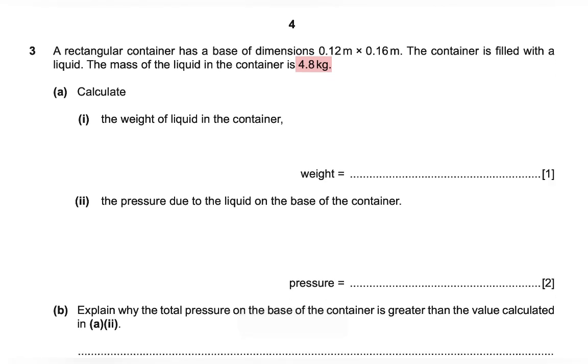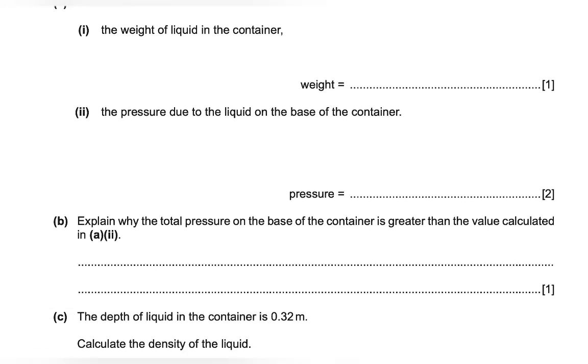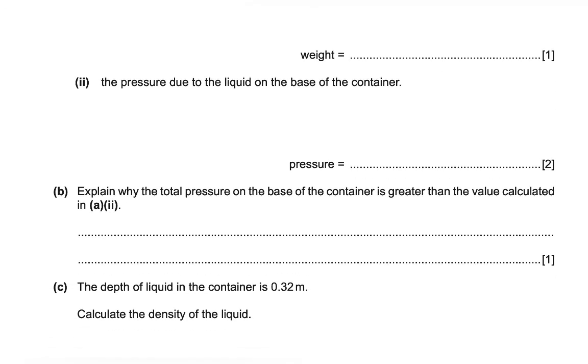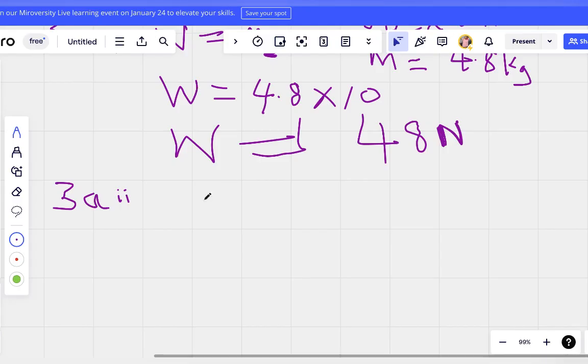Now let's look at the second one. The second part of question 3a, Roman figure 2, says we should calculate the pressure due to the liquid on the base of the container. Pressure due to the liquid on the base of the container. When you pour a liquid into a container, the liquid will exert pressure on the base of the container. So the pressure at the base is what we have to find.